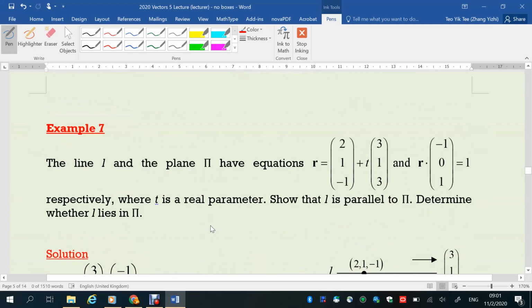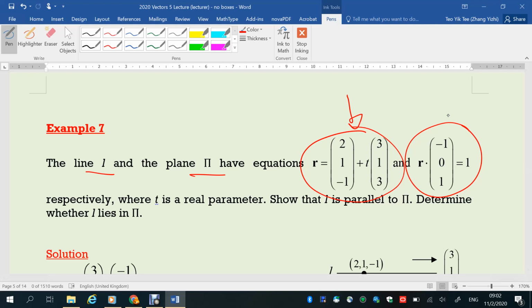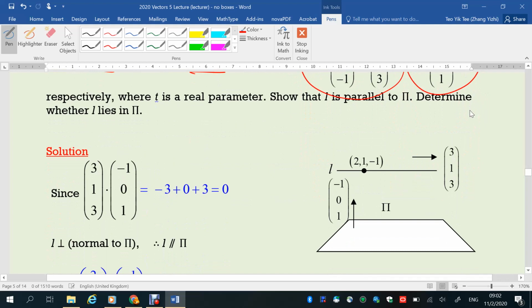Okay, one more example. You have line L, you have plane pi, given the equation of the line in vector equation form, and given the equation of the plane in your r dot n form. This time round, the question asks you to show that this line is parallel to pi. So let's visualize everything. You need to draw. If the line is parallel, this is the line, it's parallel to the plane. This is what's going to happen.